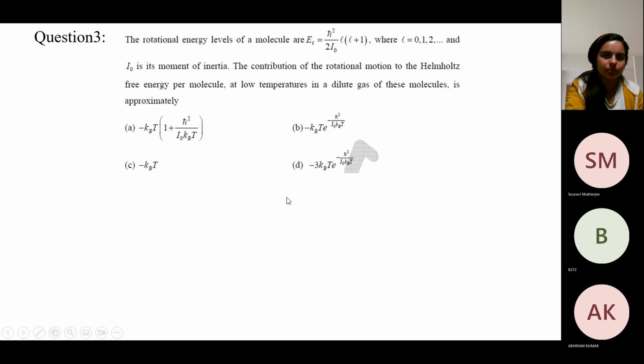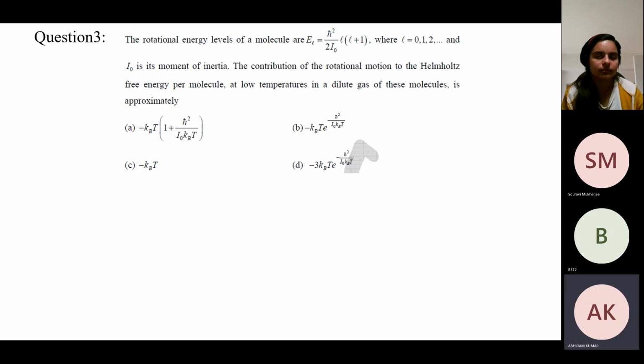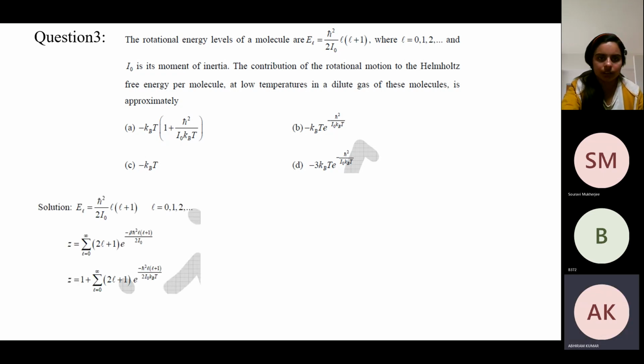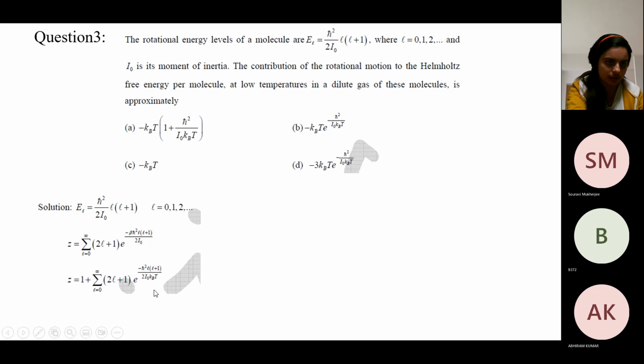So what would be the expression for the partition function in this case? Just multiply the 2L plus 1 factor. Sum over L equal to 0 to infinity of 2L plus 1, into e to the power minus beta E_L. Yes, it's something like this. For L equal to 0, the value turns out to be 1, so we take it out. So this is the expression for the partition function.